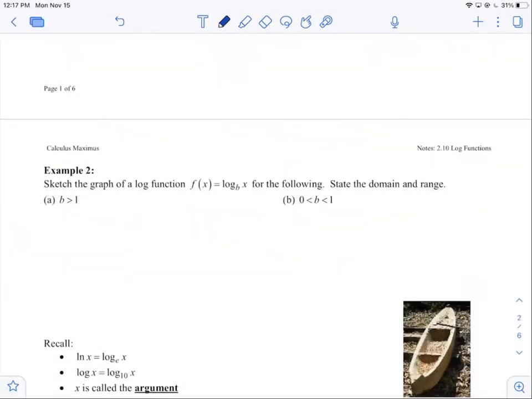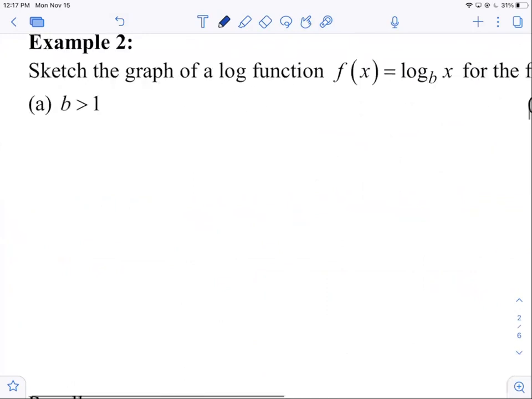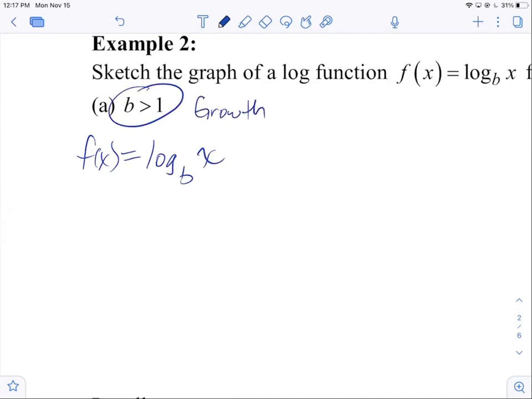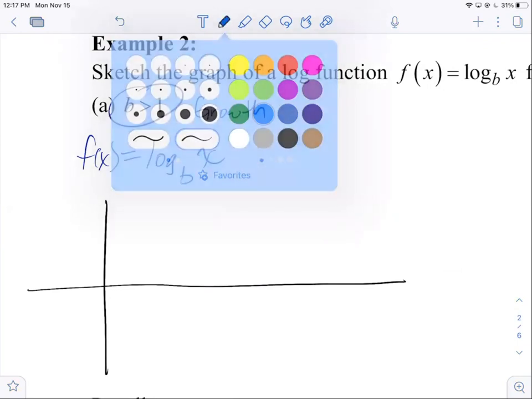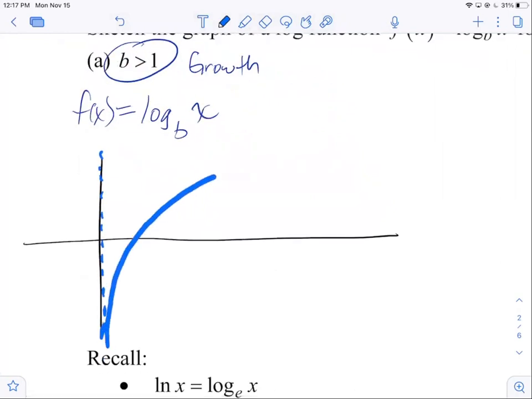Example two. Ready? Sketch the graph of the following, log base b, stating the domain and range. This is just a real quick review. Just like with exponentials, if you have log base b of x and your base is greater than 1, it's logarithmic growth. If you're going to quickly sketch that for any parent function, you're going to want to put your y-axis a little bit further to the left. You're going to for sure have a vertical asymptote on the y-axis, and it's going to come from negative infinity. It's going to look like that. And of course, this is the point (1, 0).